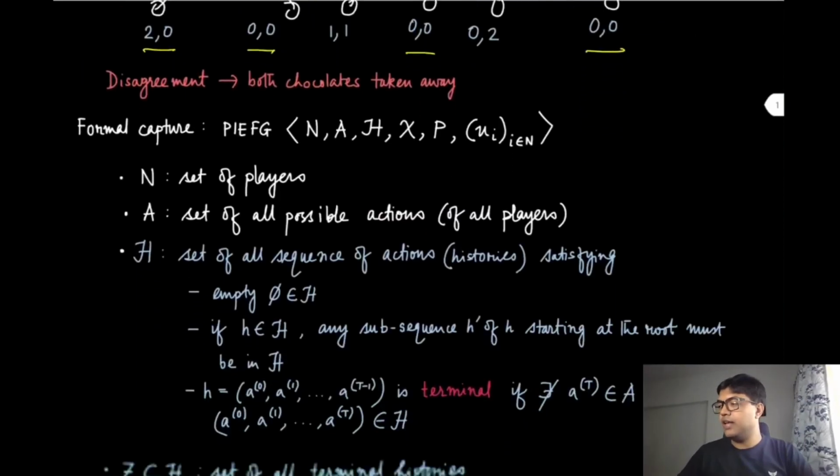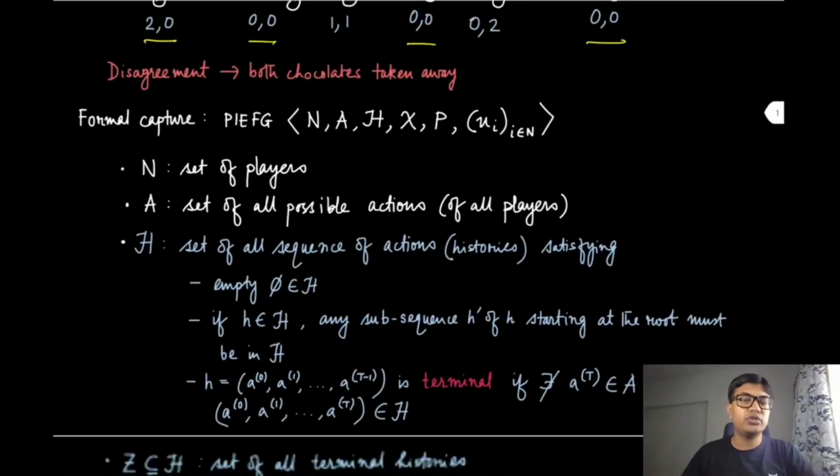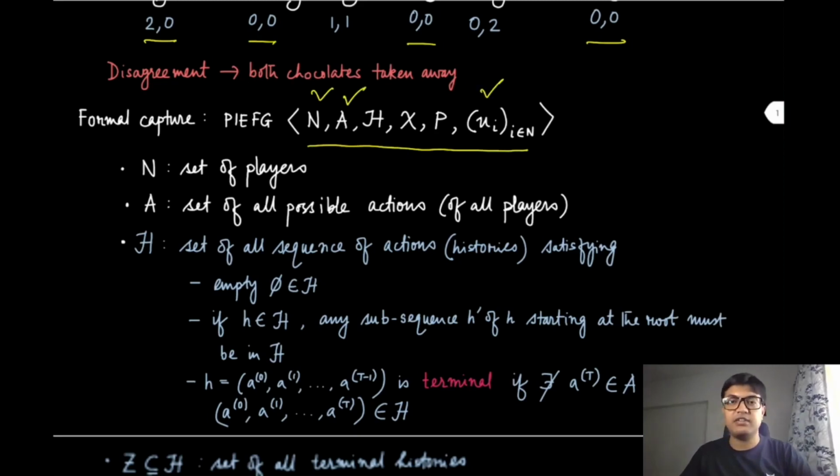So like normal form games, we'll also represent the perfect information extensive form game using a tuple, but now the tuples will have some more numbers. So we still have the set of players, set of actions, and set of utilities, but there are certain additional things. So let's look at this one by one.